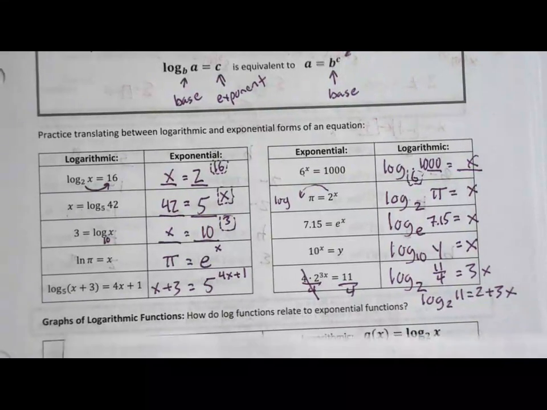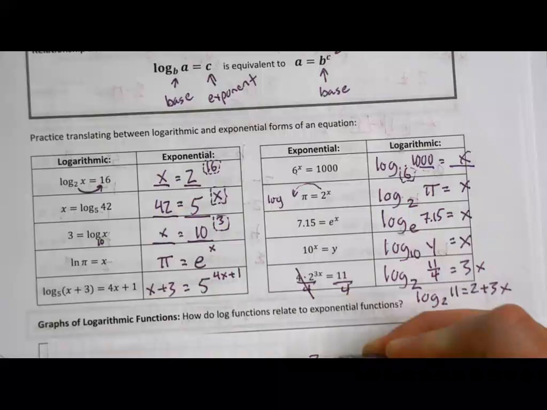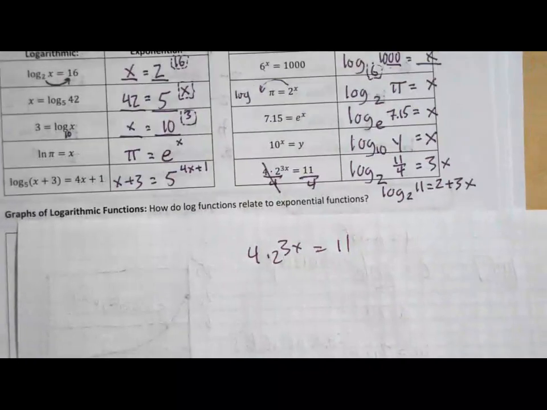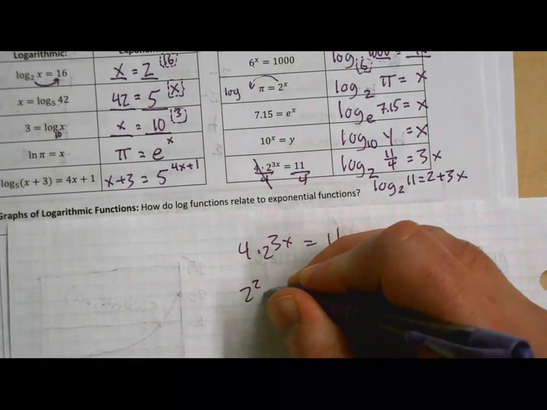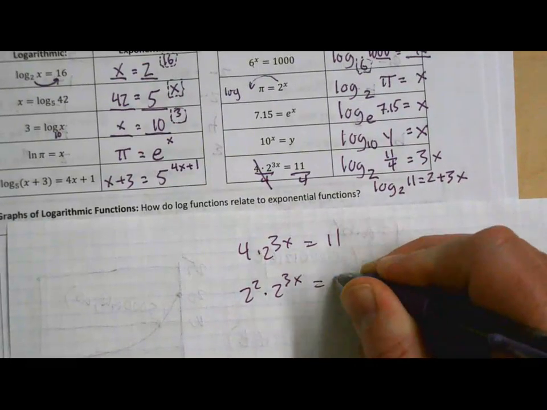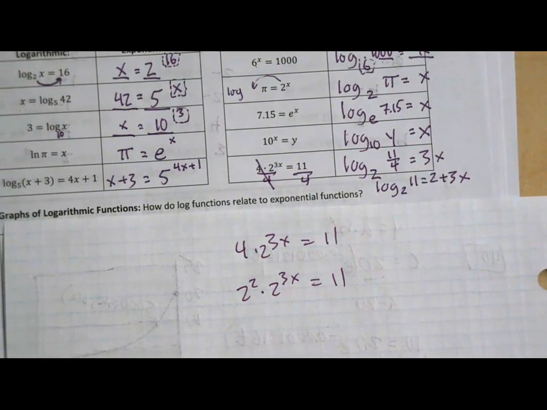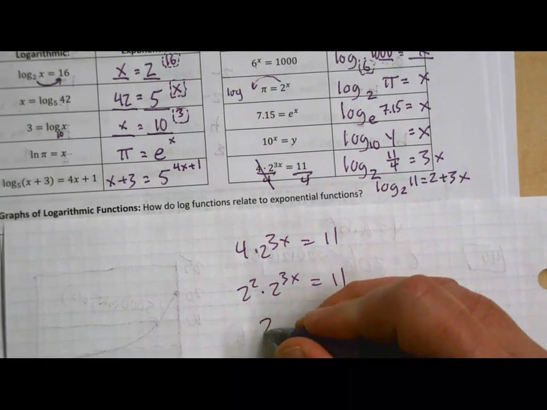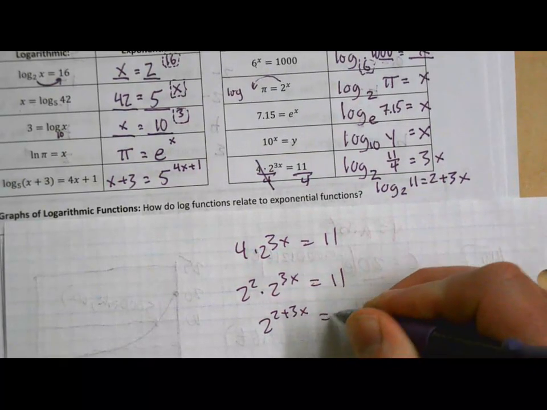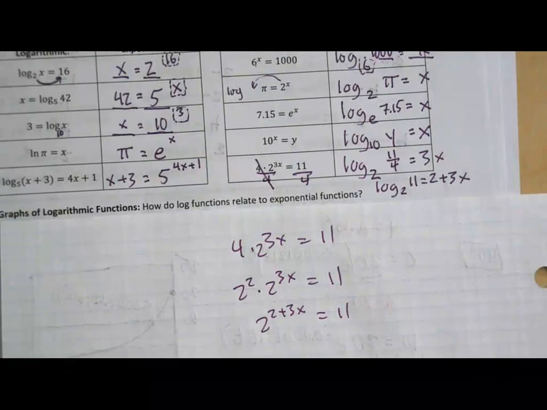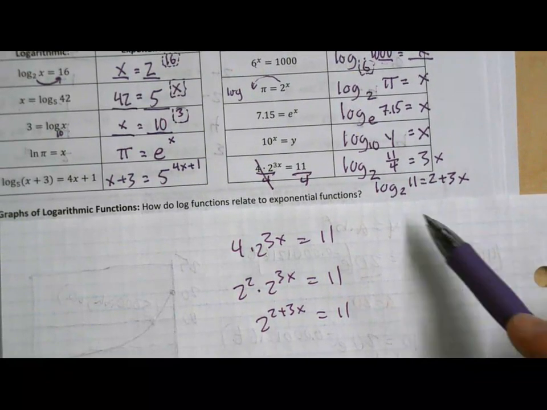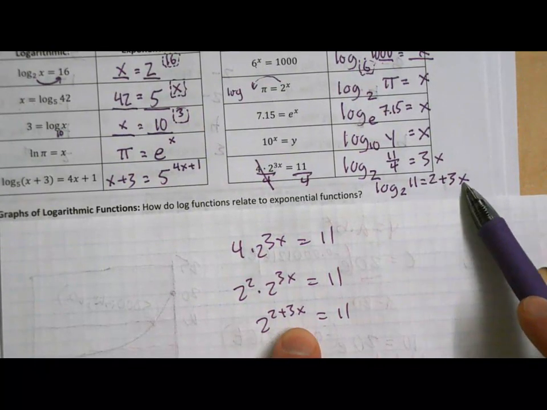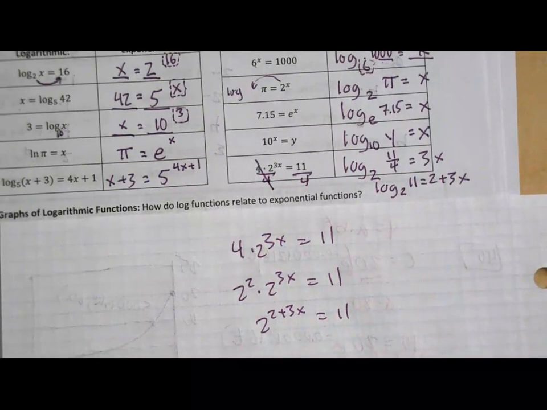If I go back to my original, I had 4 times 2 to the 3x equals 11. I could have rewritten that as 2 squared times 2 to the 3x equals 11, right? And what do I do with my exponents when I'm multiplying 2 bases together? Add them. Are you seeing where that came from now? My base was a 2. My exponent is 2 plus 3x, and there's my 11.